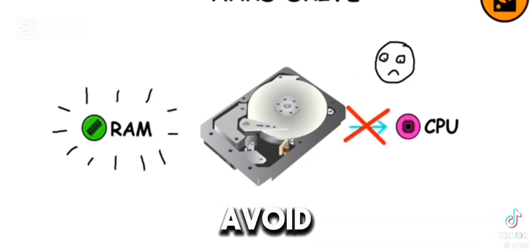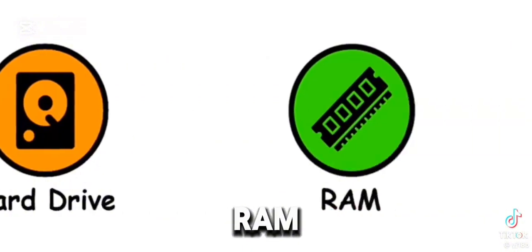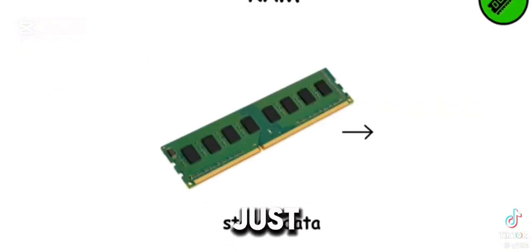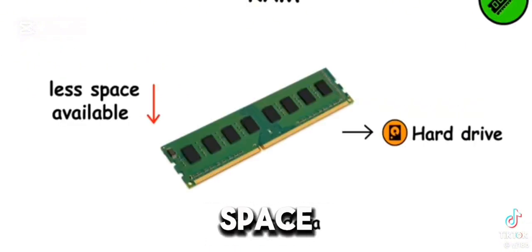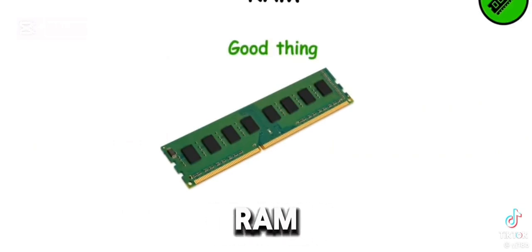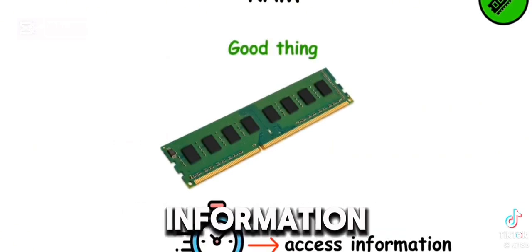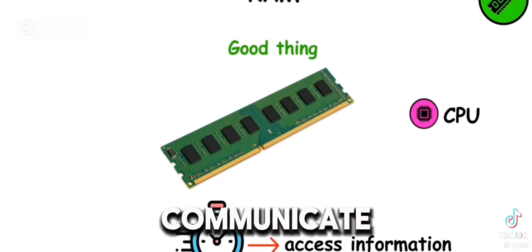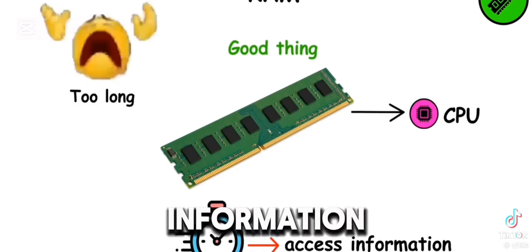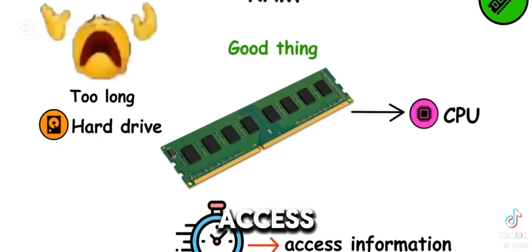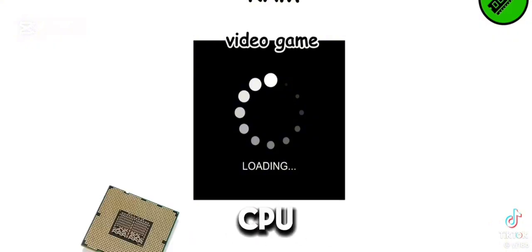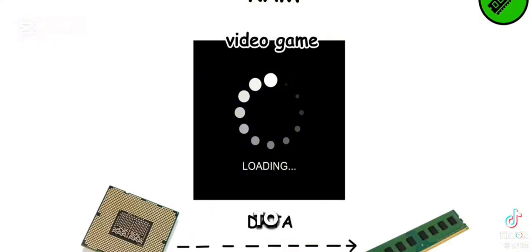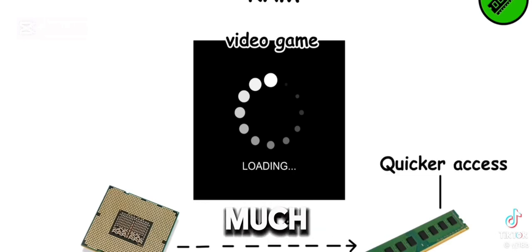To the CPU, to avoid this problem, we use RAM. The RAM stores data just like the hard drive, with much less space available. The good thing about the RAM is how fast it can access information, making it useful to quickly communicate with the CPU. The information that would take too long to access from the hard drive every time. When you see a loading screen in a video game, it is because the CPU is taking the needed data from the hard drive. So it can access them much more quickly.